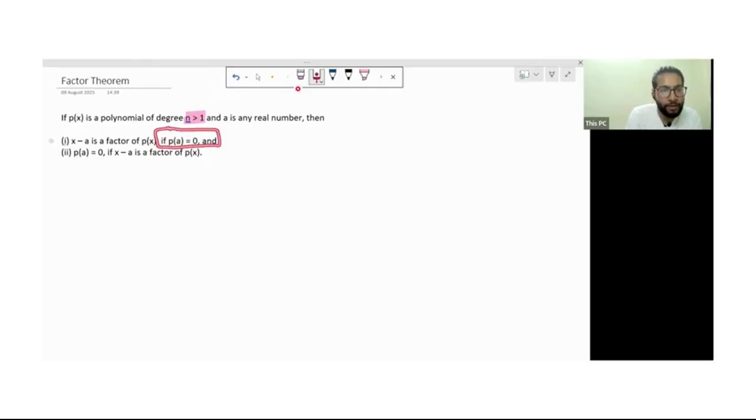And the second one is just the reverse of the first one. If p(a) is equal to 0, then x minus a is a factor of p(x). 1 and 2 are totally opposite. If one is true, then the other one is also true. Using an example, the concept will be more clear.